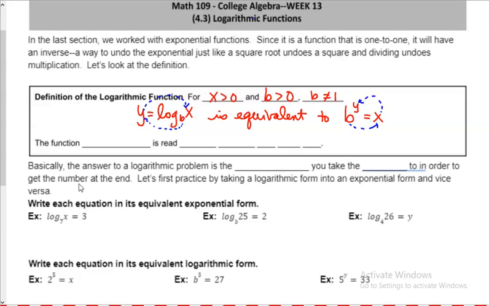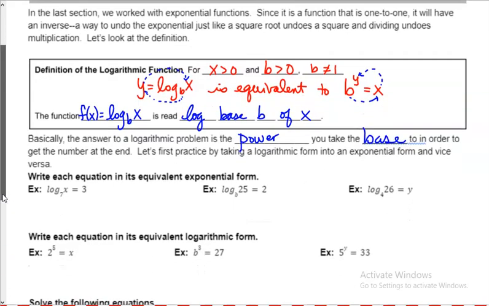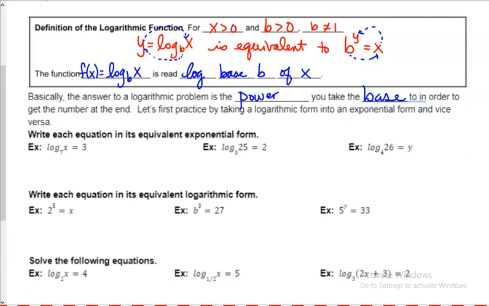So the idea of a logarithm is that you're actually finding the power that makes that true. So this function, log base b of x, is read just that: log base b of x. This function value is going to equal the power that makes that exponential equation true. The answer to a logarithmic problem is the power you take the base to in order to get the number in the end. So let's first practice taking logarithmic forms into an exponential form.